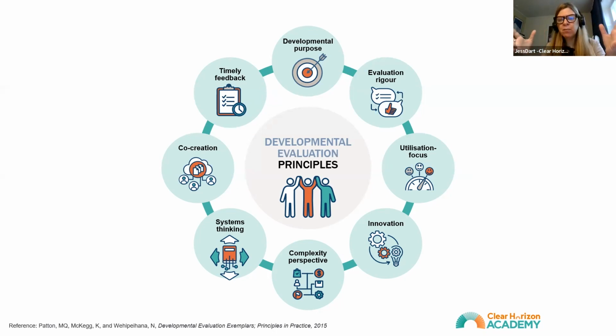So we need to look broadly at where change is happening. It also involves systems thinking. It's generally done through co-creation. You do it together with others. It's not done by a single expert. And it needs to always provide timely feedback. Yeah. So those are the principles of developmental evaluation.